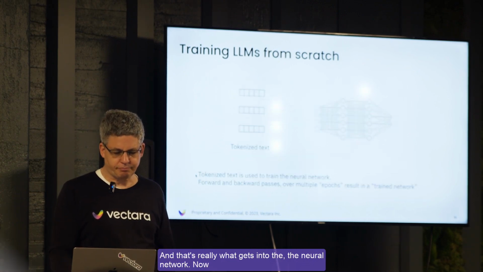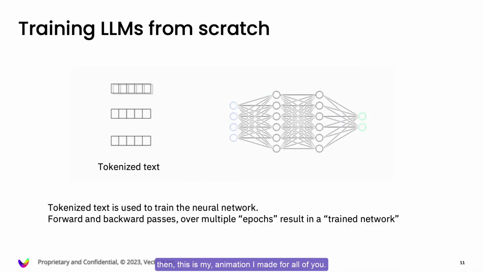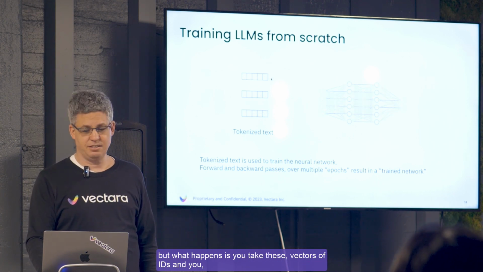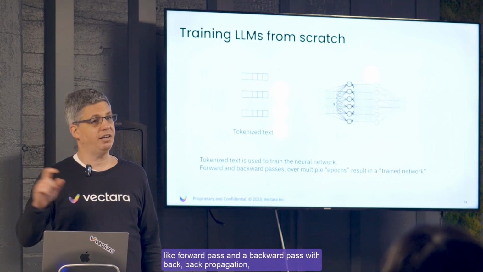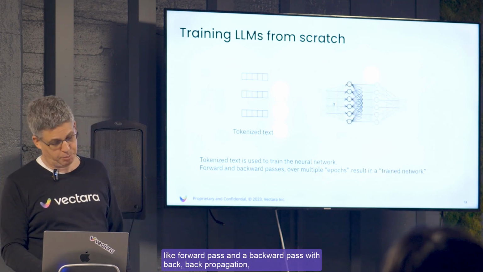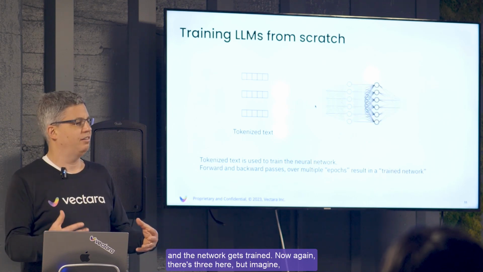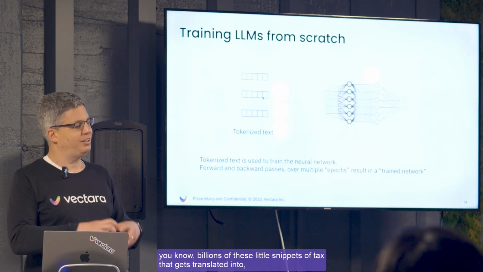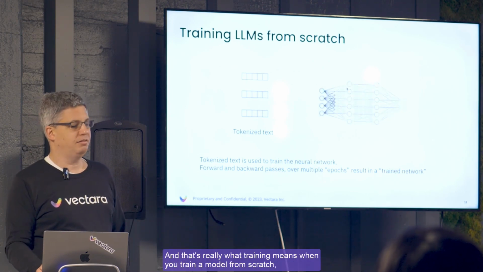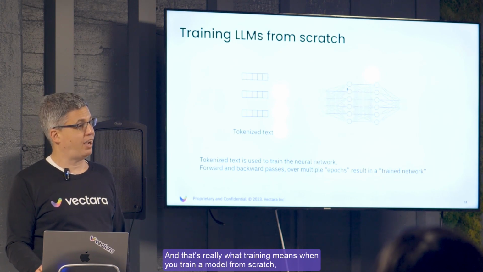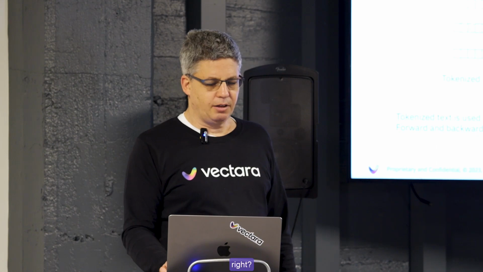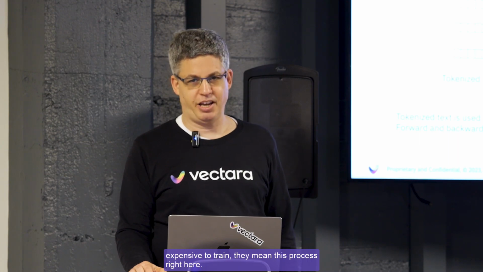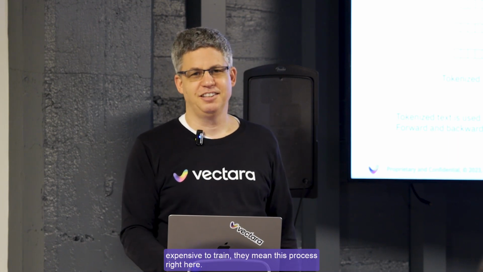Now, this is my animation I made for all of you. What happens is you take these vectors of IDs and you move them through the network, like you do a forward pass and a backward pass with backpropagation, and the network gets trained. Now, there are 3 here, but imagine billions of these little snippets of text that get translated into vectors. And that's really what training means when you train a model from scratch, right? When people talk about the fact that neural networks like LLMs are really expensive to train, they mean this process right here.